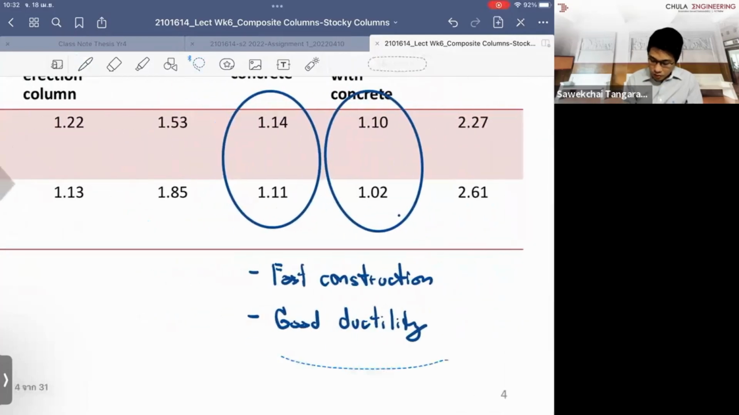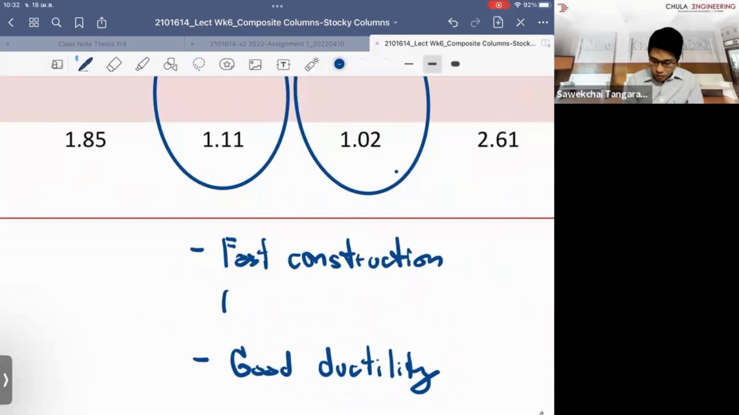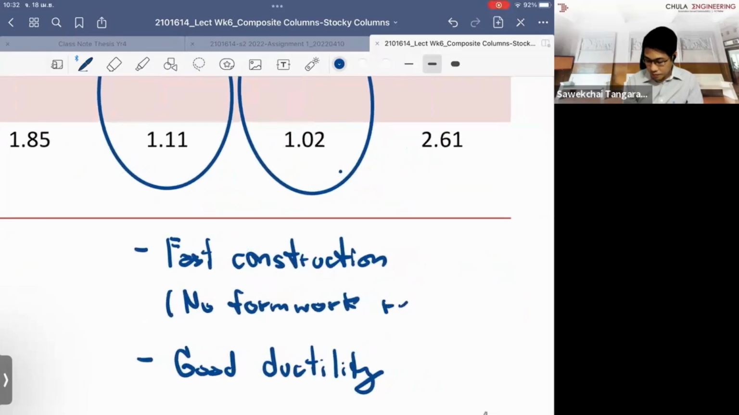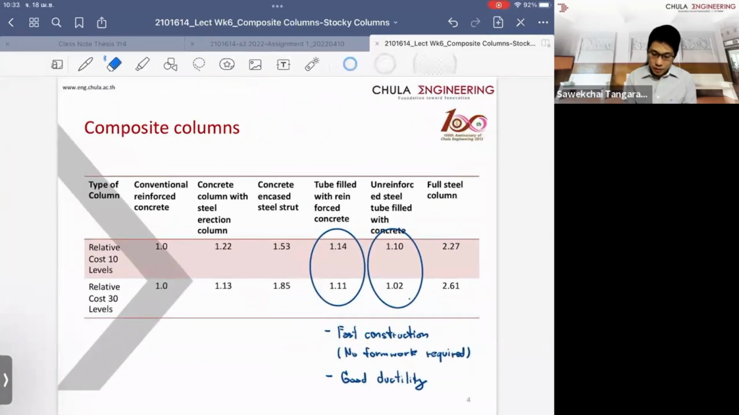Why is it fast construction? Because no formwork is required. So that's why it's quite popularly used, right? And normally when we talk about it being fast, it can speed up the construction time more than twice, right? When you use a composite design, especially for the column.